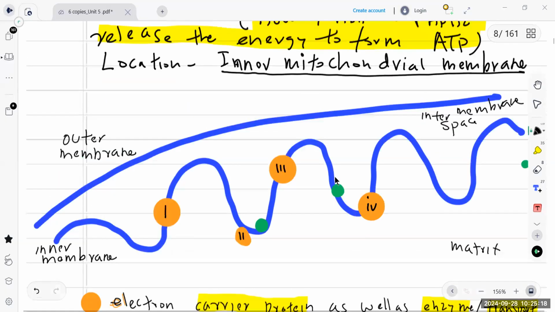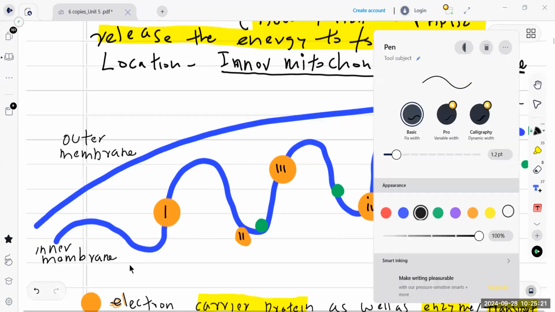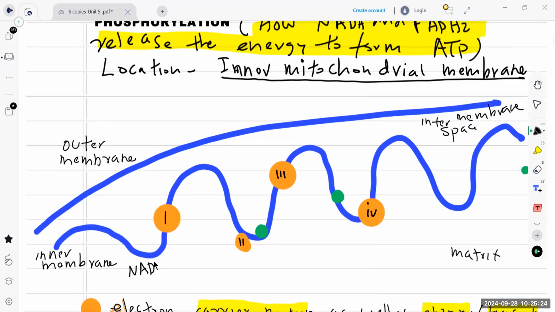We can show this in the diagram like this. NADH is enzymatically broken down into NAD plus, electrons, and hydrogen ions, protons. Now this electron has energy.